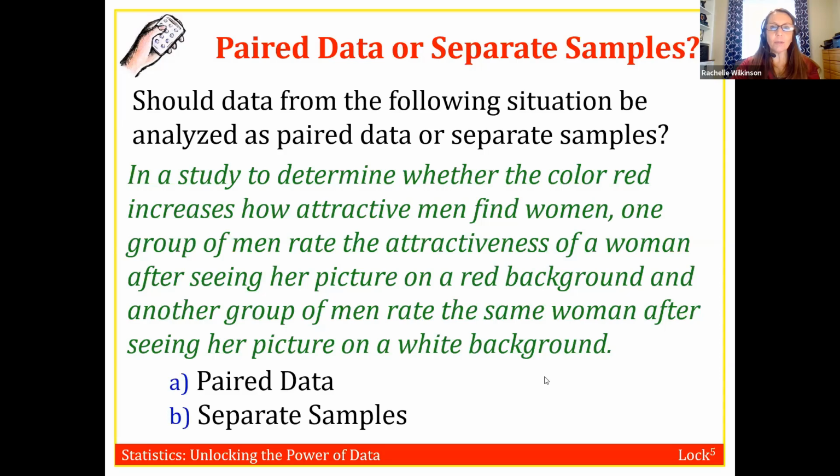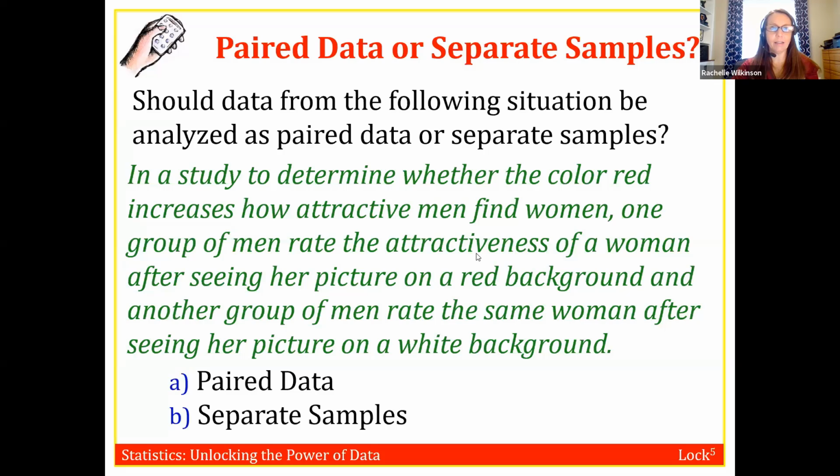In a study to determine whether the color red increases how attractive men find women, one group of men rate the attractiveness of a woman after seeing her picture on a red background, and another group of men rate the same woman after seeing her picture on a white background. So paired data or separate samples?